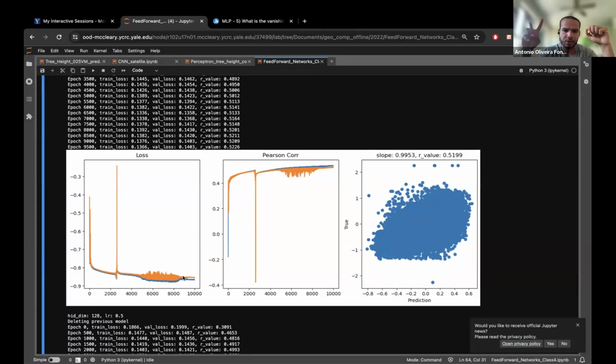There are two signs here that we can observe. First, we are using stochastic gradient.